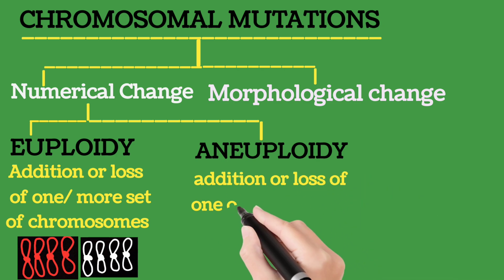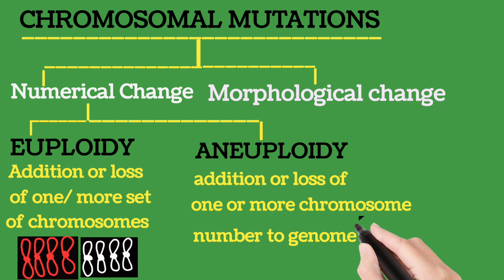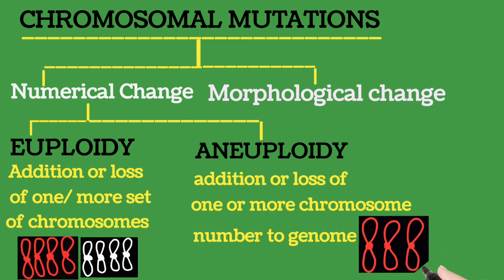Now, according to aneuploidy here, not a set but one or more chromosomes get added or deleted. Right? Suppose this is a set of chromosomes in an organism. Here one more chromosome gets added. So this is the case of aneuploidy. Hope you got the concept.